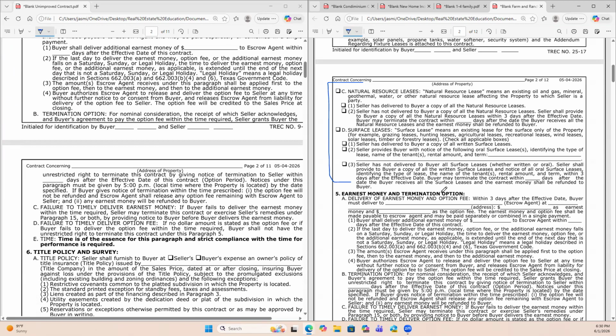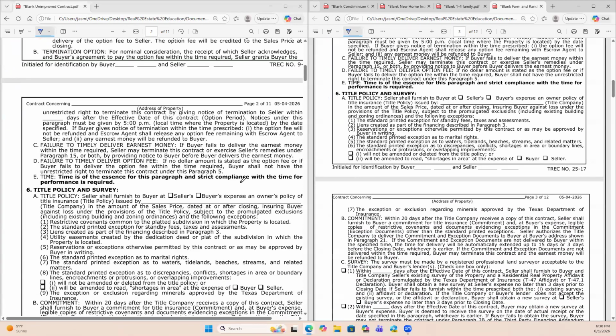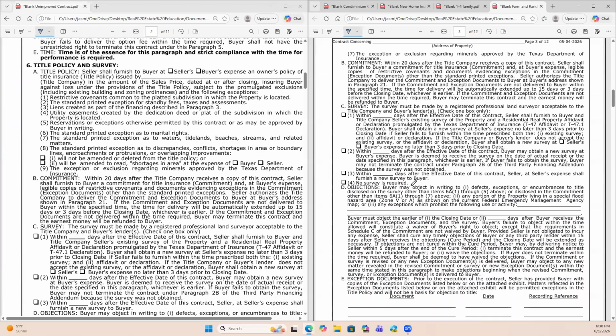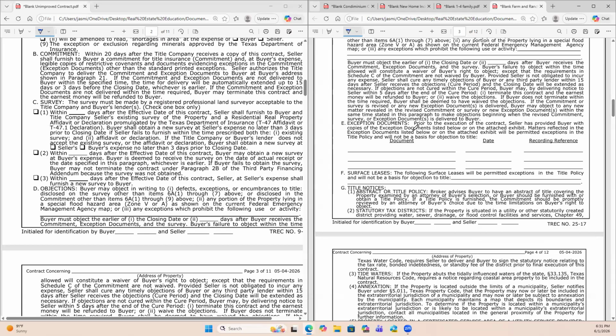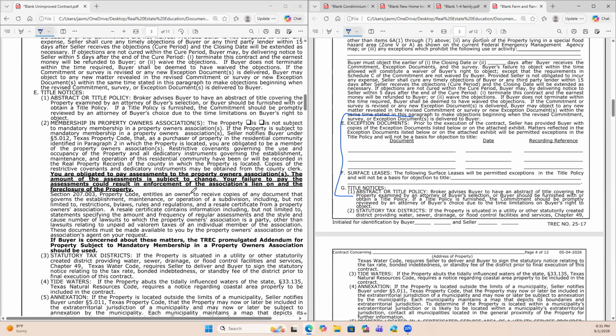Your earnest money and option money, title policy, all of this stuff is the same. All of this is the same until you get down to the surface leases and the exemptions on the farm and ranch side, because if there are exemptions or any type of recording references or surface leases, the title company needs to know about that. Everybody needs to have this information, so you write it in here. But everything else is the exact same.